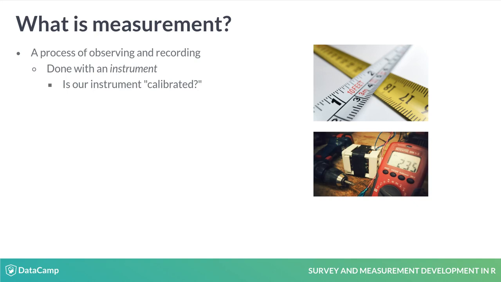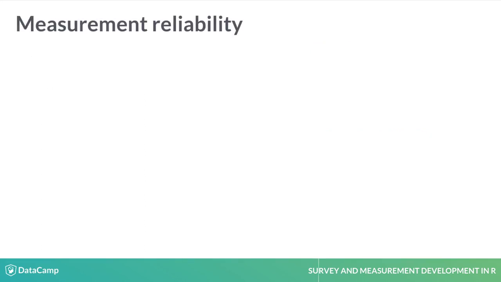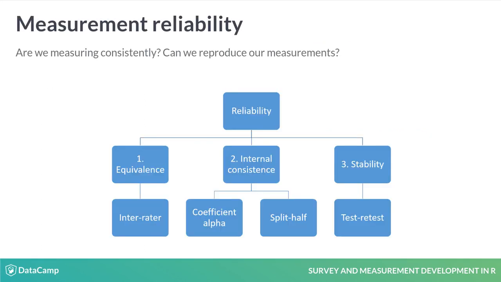We need to check if it's calibrated, so to speak. Namely, we need to check if our survey is reliable and valid. Let's take an in-depth look at each. Measurement reliability means that we are measuring consistently and we can reproduce what we are measuring. We already checked one type of reliability, equivalence as measured by inter-rater reliability. There are several other types. We'll cover the most common in the remainder of the course.